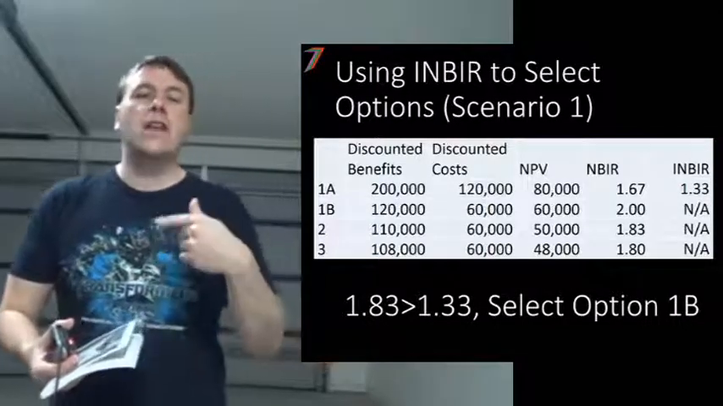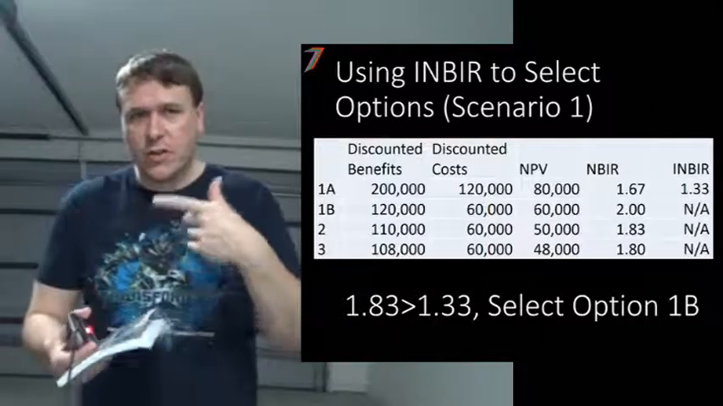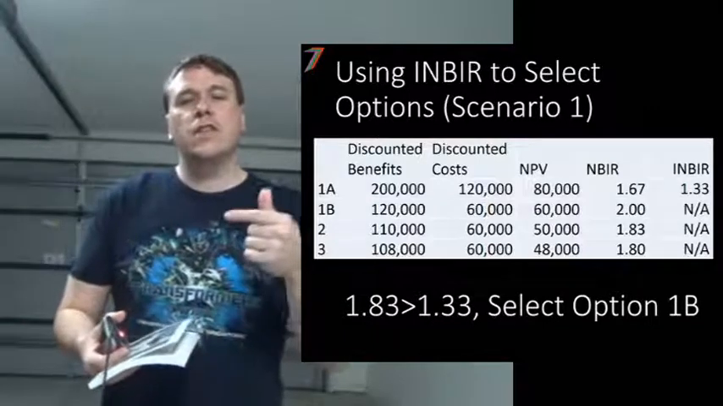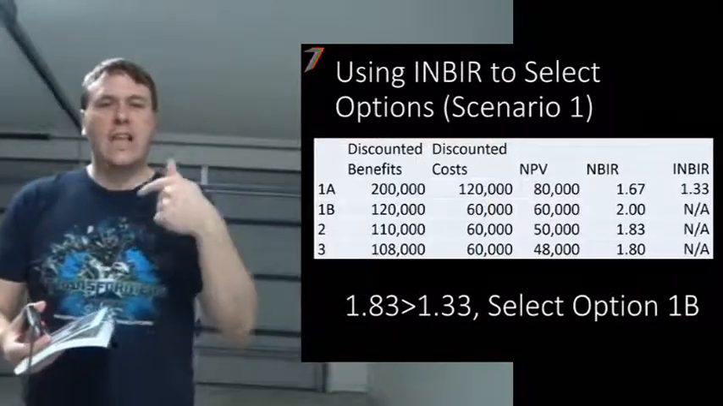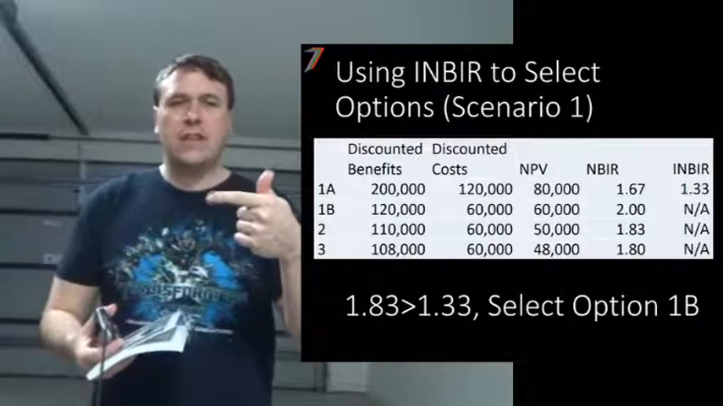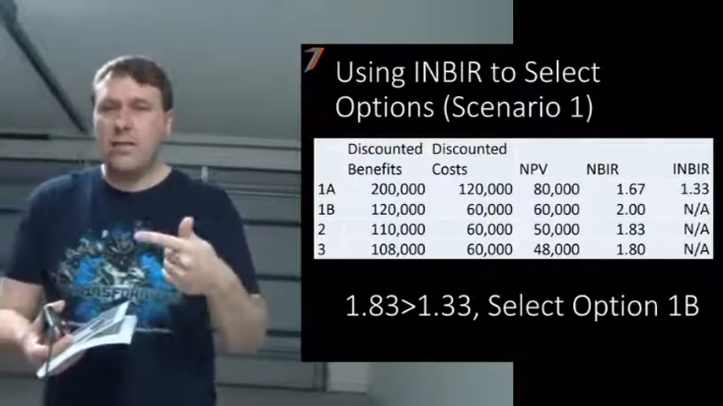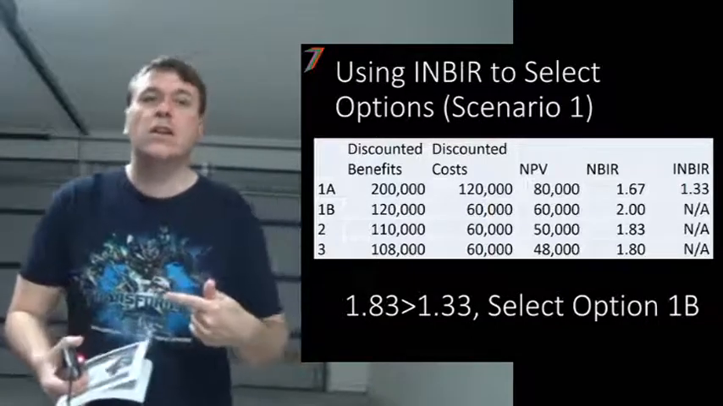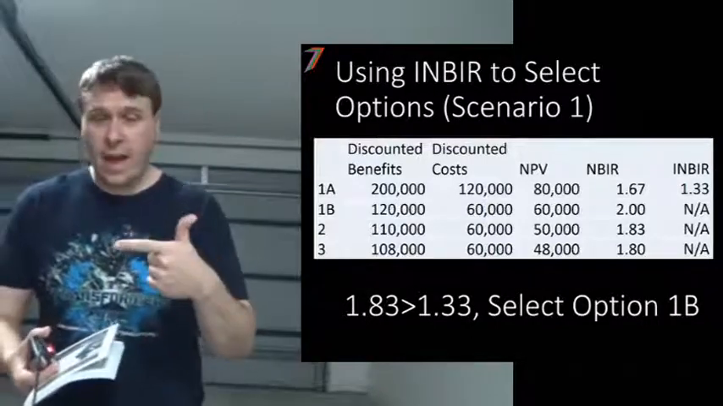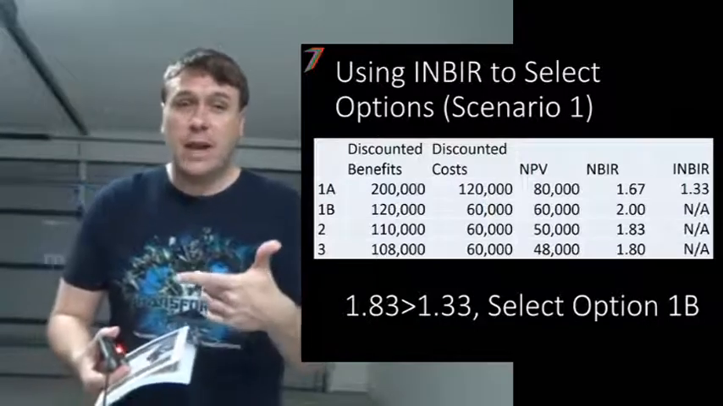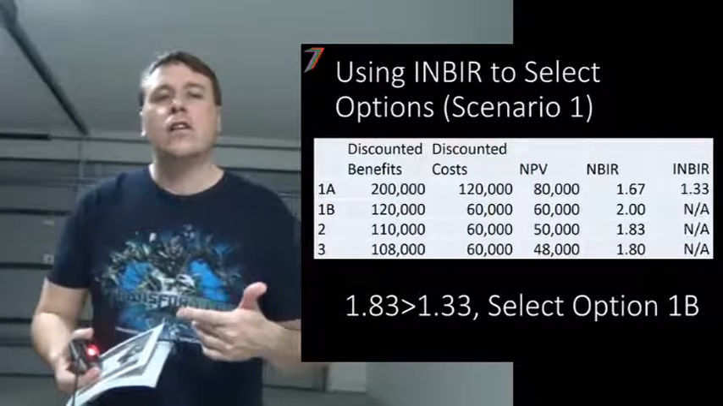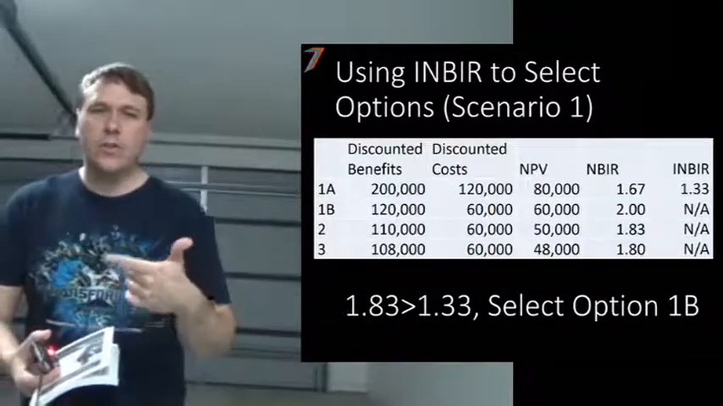the net benefit investment ratio of your other projects, if you get what I mean. The additional benefit is just 80,000, correct? For that extra 60,000, whereas your other projects are getting benefits of 110,000 and 108,000 respectively, and because that's lower, you'd actually go with the lower cost option 1B.